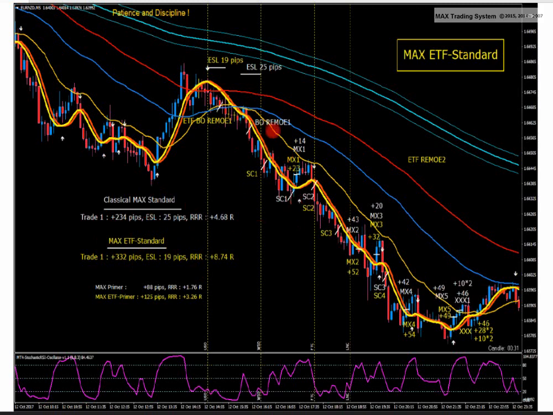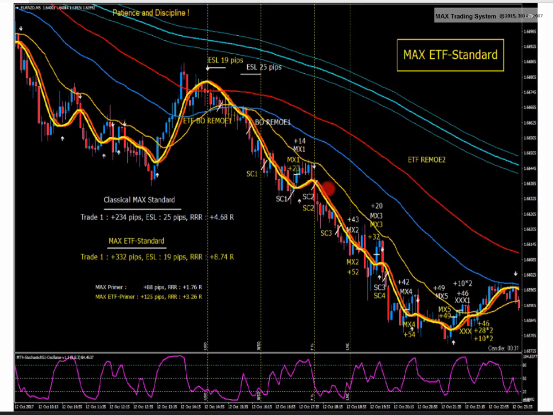We have the same entry as previously with the max primer, of course, the breakout REMO here. And then on this point we have a first scaling. At this point we add to the trade. If you remember, I have said whenever we open a trade, we consider the trade is made of 2 units. When we add to a trade, we add 2 additional units having the same size. But a few bars later, 2 bars later, in fact, we have been forced to close 1 unit. So we have opened 2 units here, 2 units here, and we close 1 unit here.